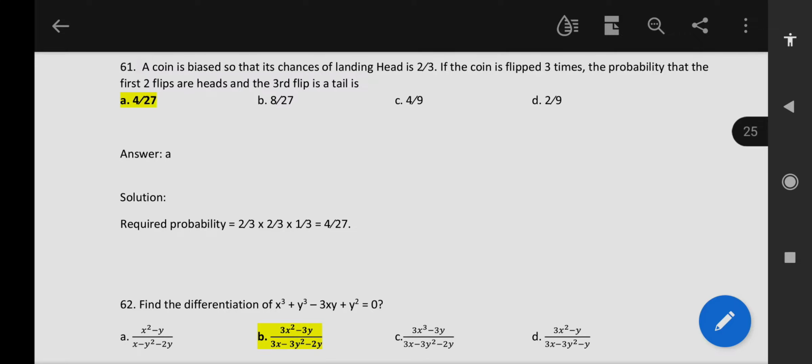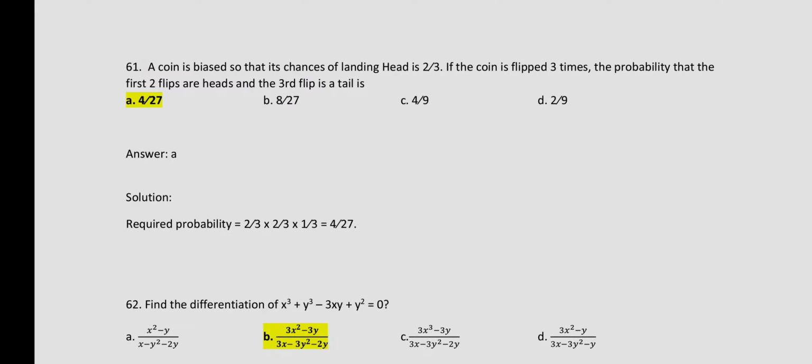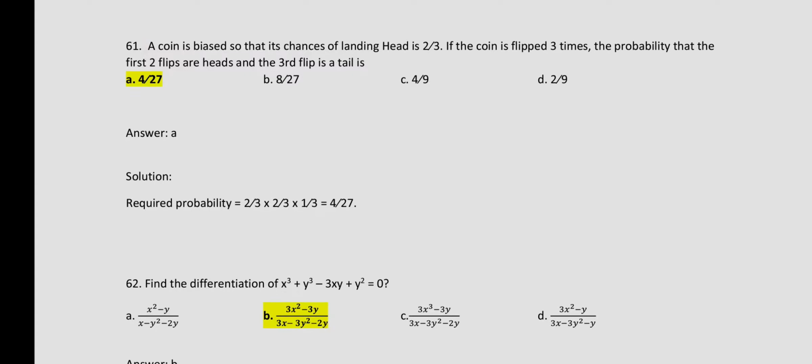Sige, number 61. A coin is biased so that its chances of landing head is 2/3. If the coin is flipped 3 times, the probability that the first 2 flips are heads and the third flip is a tail is blank. So, ang sagot daw dito ay 4/27. Pag lumabas ito sa board exam, itong tanong na to, automatic, letter A ang sagot mo or 4/27. Pero paano nga ba nakuha?